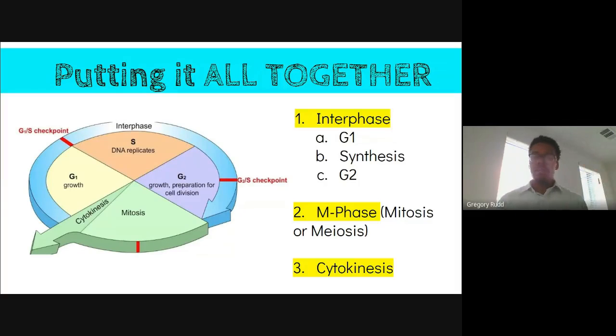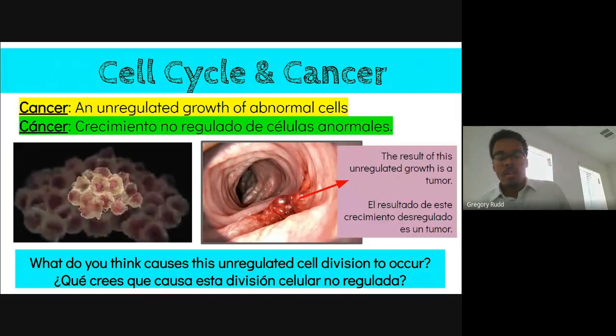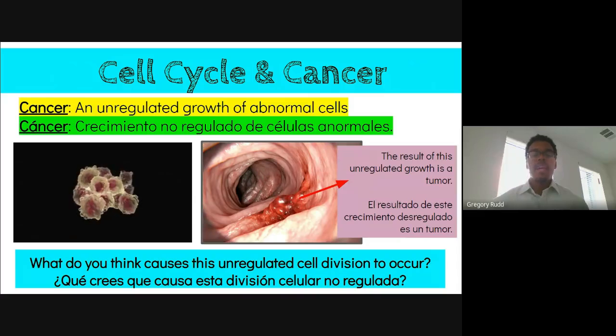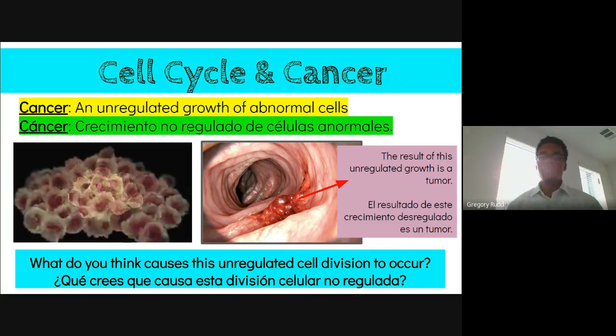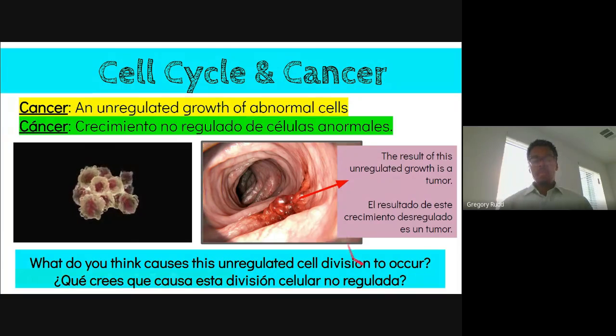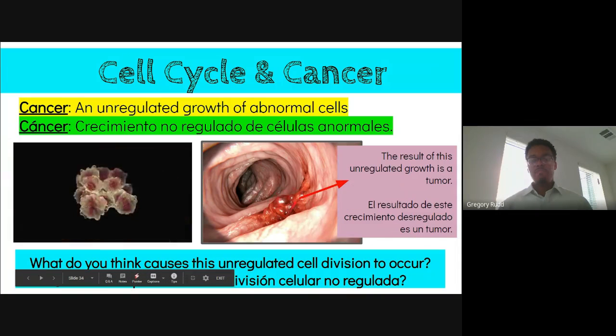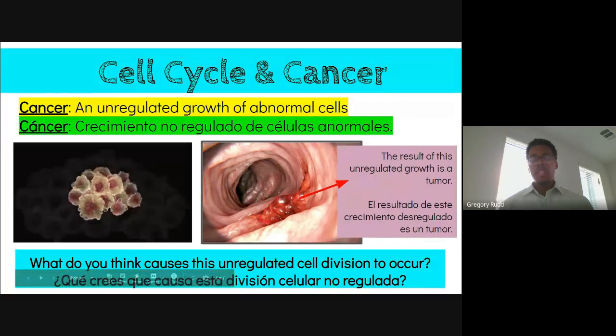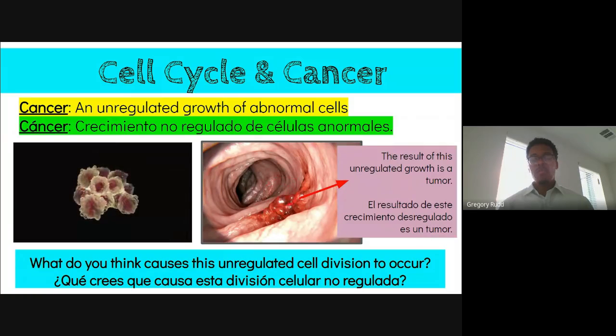All right. So all you need to write down on this slide is the definition of cancer. It is an unregulated growth of abnormal cells. Unregulated growth of abnormal cells. Oftentimes, if left unchecked, this can lead to a tumor. In this case, we're seeing a tumor in someone's colon.